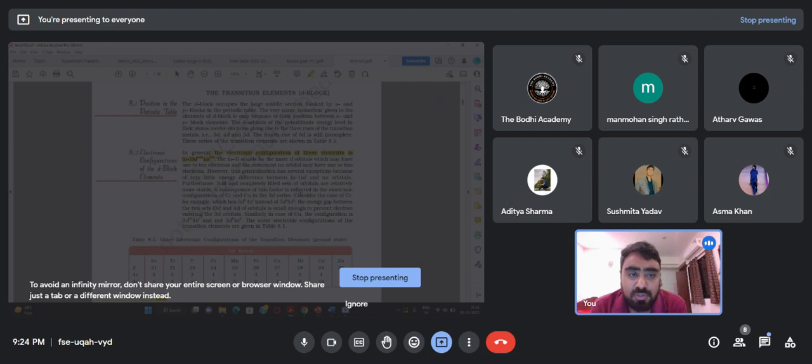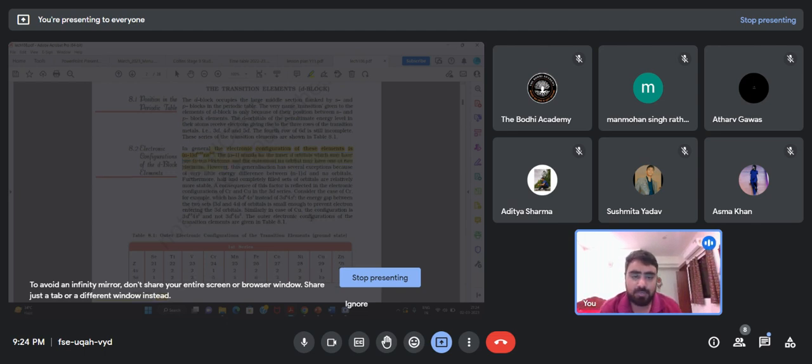The electronic configuration of these elements is (n minus 1) d 1 to 10, ns 1 to 2. See, how many electrons can be accommodated in d orbital? 10 electrons, right? And in s orbital, a maximum of 2 electrons. So in that way, you can see (n minus 1) d 1 to 10 and ns 1 to 2. Here, n minus 1 stands for the inner d orbitals, which can accommodate 1 to 10 electrons, and the outermost ns orbital may have 1 or 2 electrons.